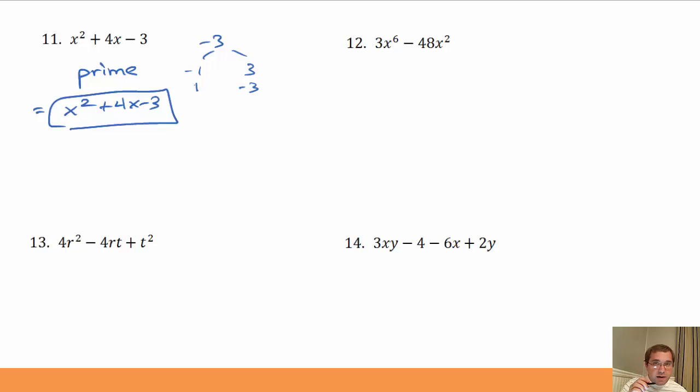My answer is not prime. My answer is the original problem. That is its factored form, x squared plus 4x minus 3. Number 12, 3x to the 6th minus 48x squared.